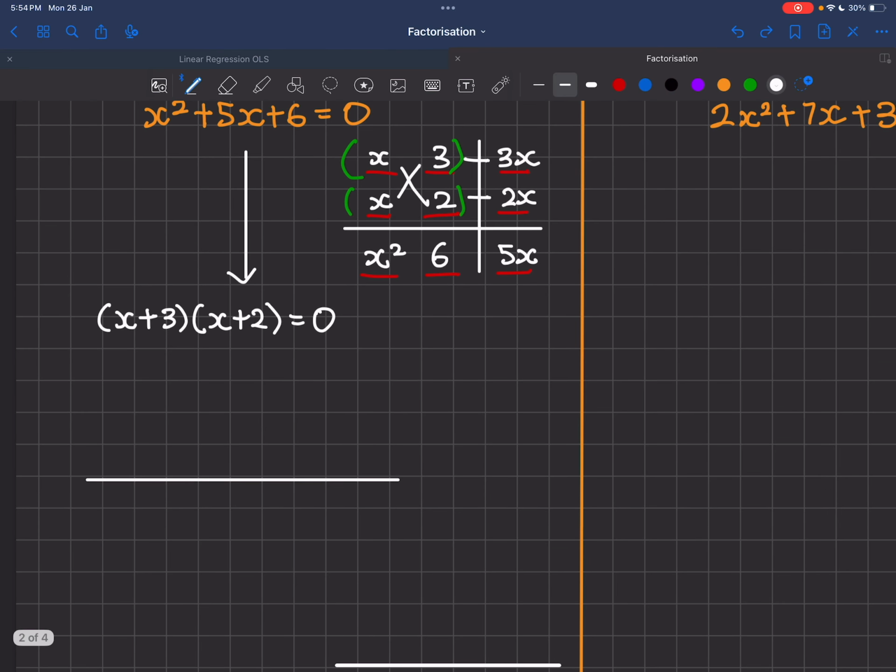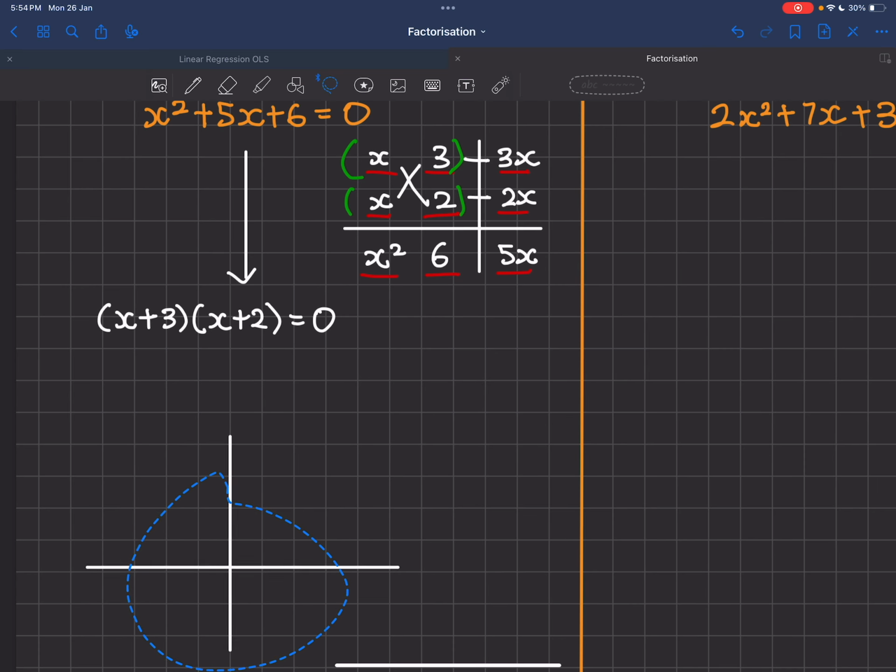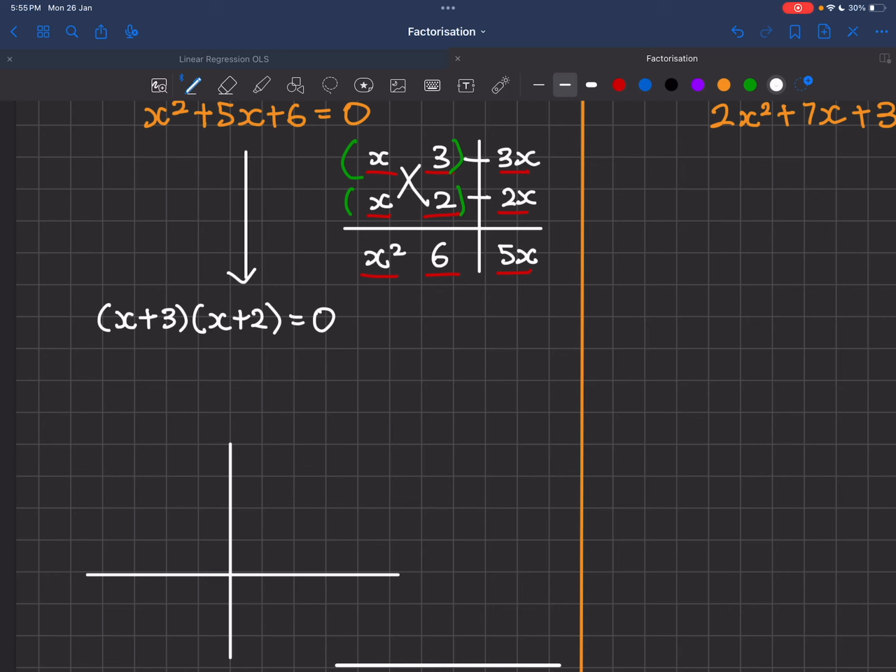So how do we graph this? What are the two values that are equal to 0? Okay, let's walk through. If you want this to equal to 0, what does x have to be? Without guessing and checking.